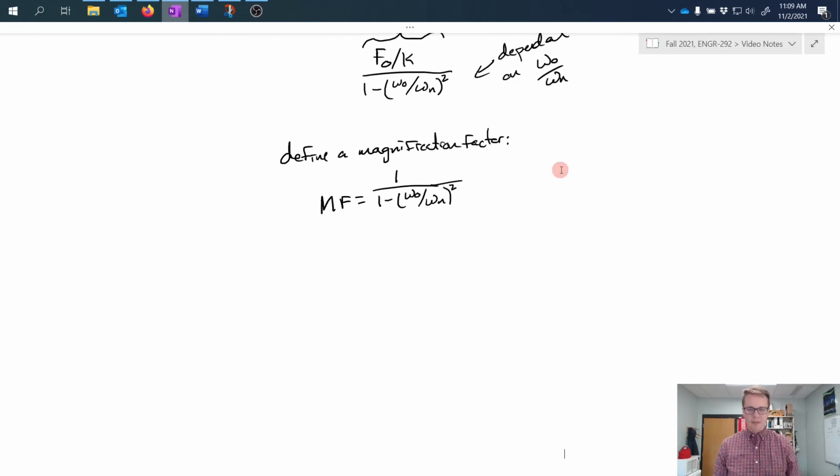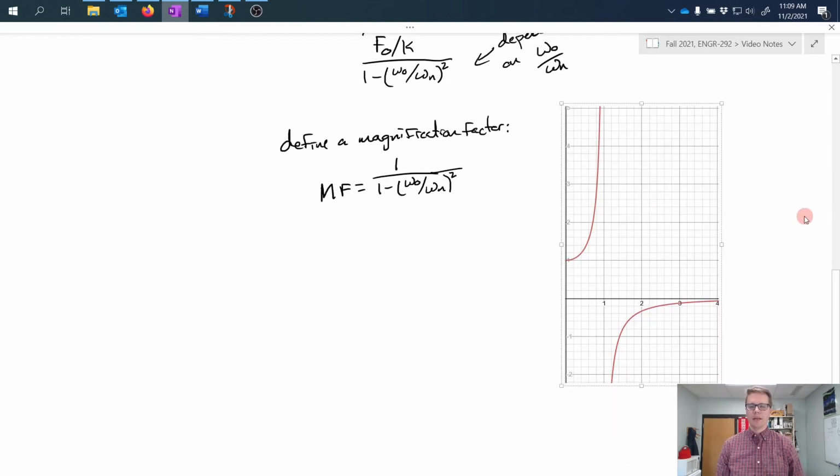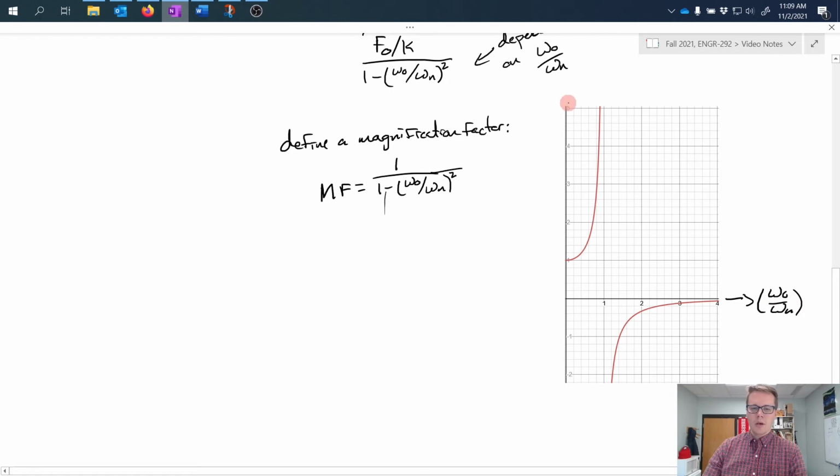So if we define this magnification factor, the name gives away what it's going to do. If we were to plot this, we would get a plot that looks something like this. What I'm plotting here is omega naught over omega n and magnification factor on the y-axis. So what I should see right away is that as omega naught over omega n approaches 1, which is basically where omega naught equals omega n, the magnification factor goes very large. So it goes asymptotic and basically is unstable.